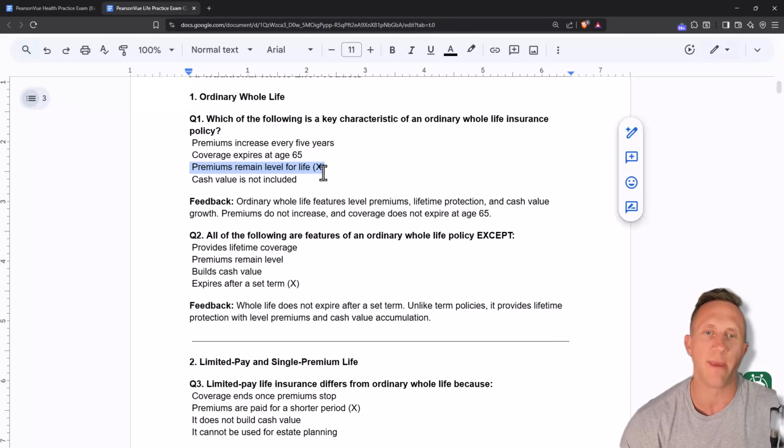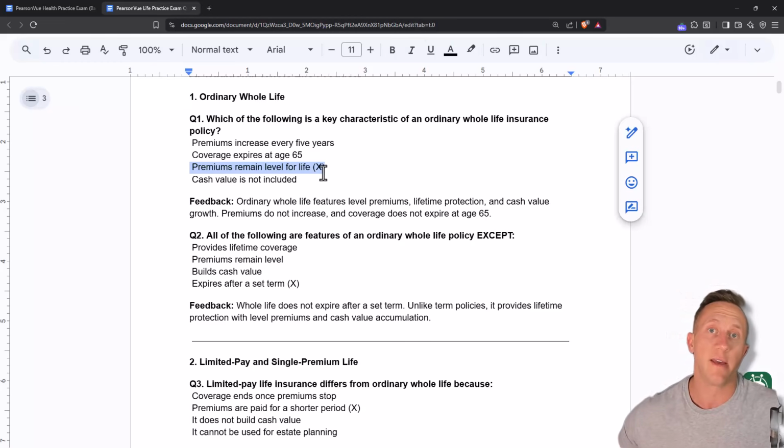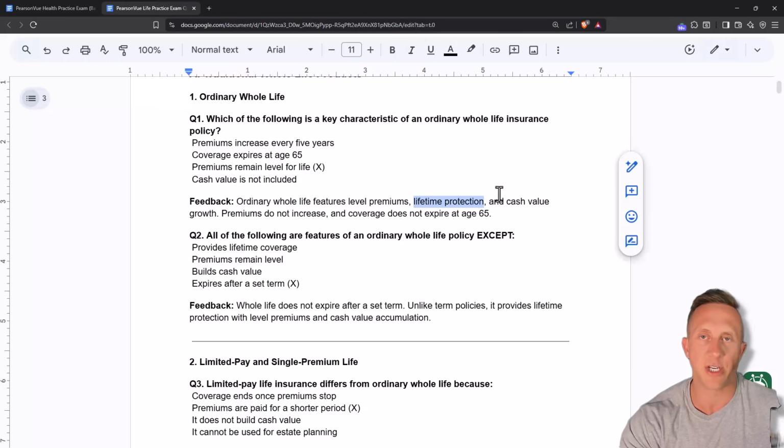That is not true. So premiums do not increase every 5 years for an ordinary whole life policy. Coverage does not expire at age 65. You have coverage until age 100, at which point the insured gets a check for the face amount of the policy if they're still alive at age 100. Ordinary whole life features level premiums, lifetime protection, and cash value growth. Premiums do not increase, and coverage does not expire at age 65.